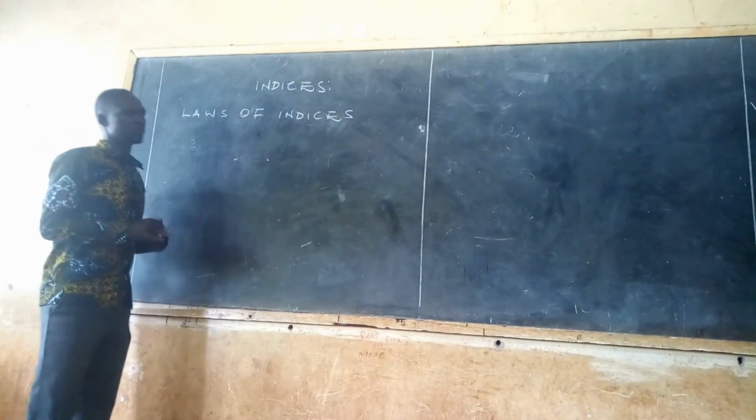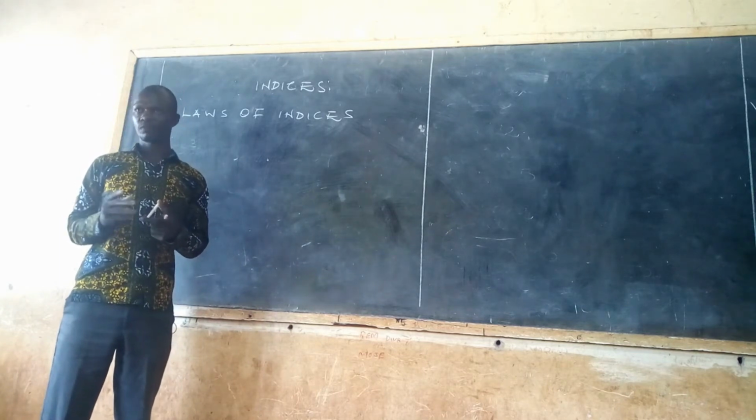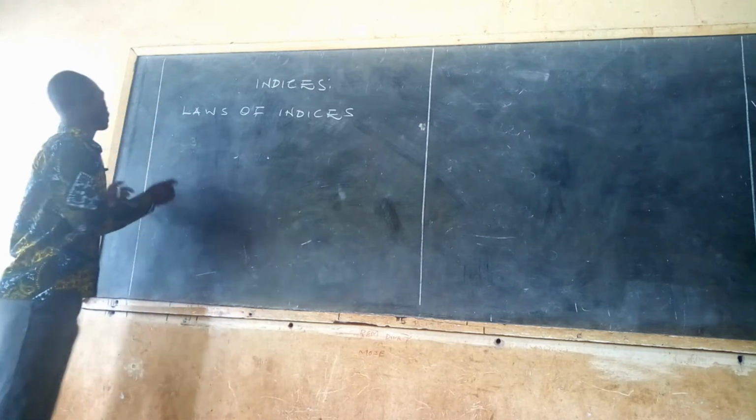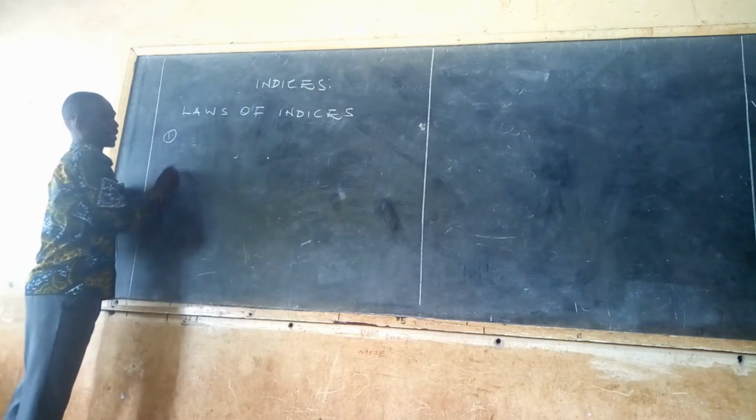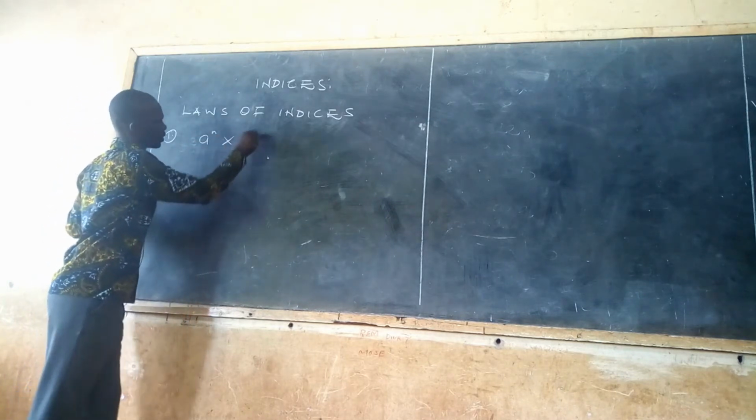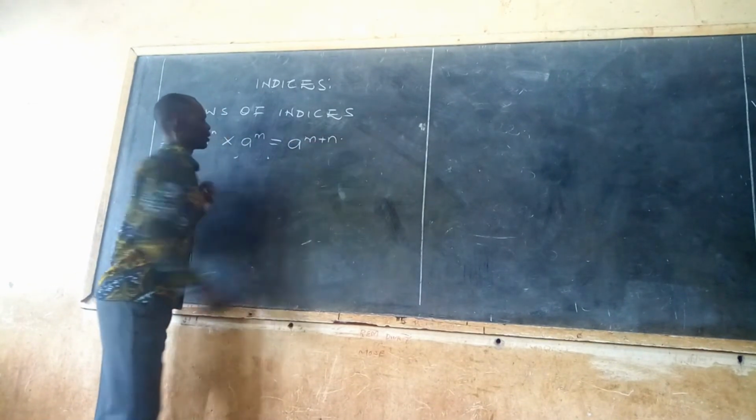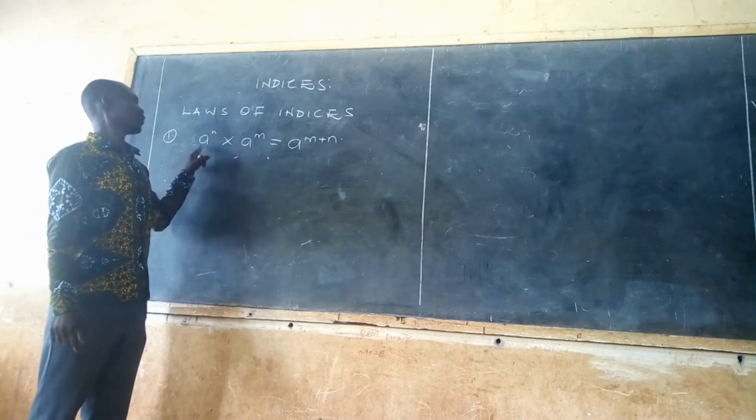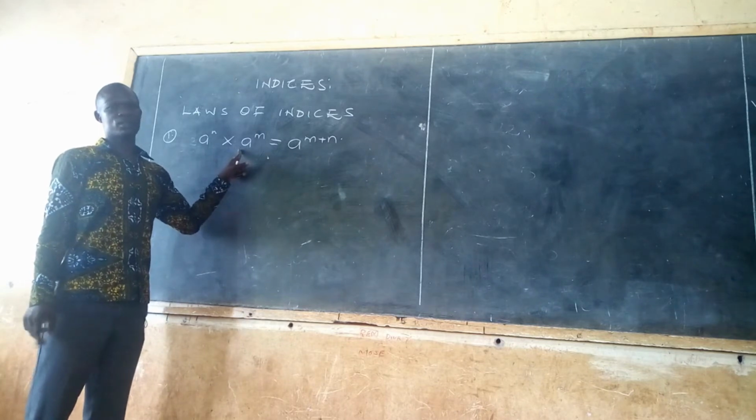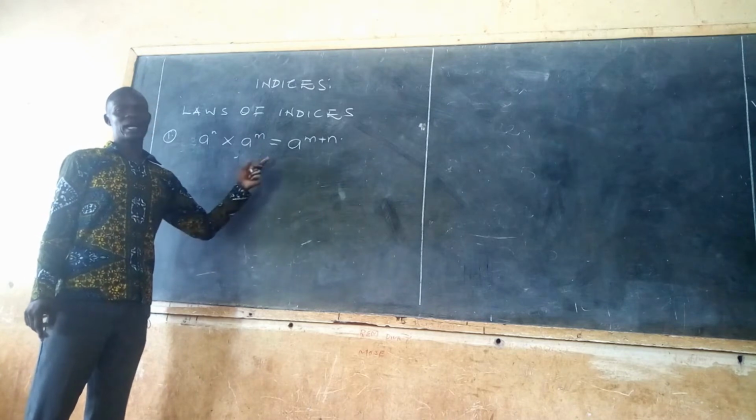Law number 1, some people call it the law of multiplication, others call it the law of addition. Law number 1 says that at all times, a to the power m times a to the power n equals a to the power m plus n. This law is saying that if you are multiplying numbers of the same base, the bases must be the same, but of different indices, all you need to do is to add their indices.